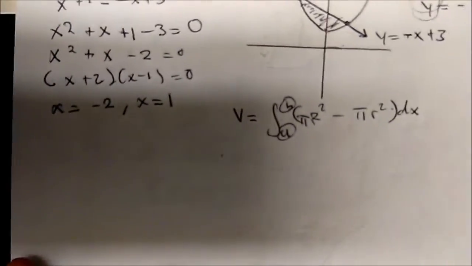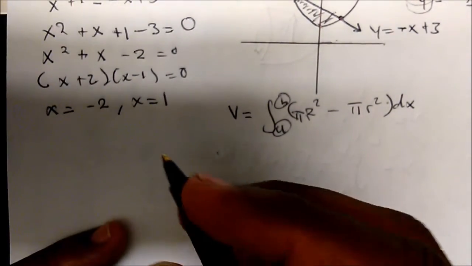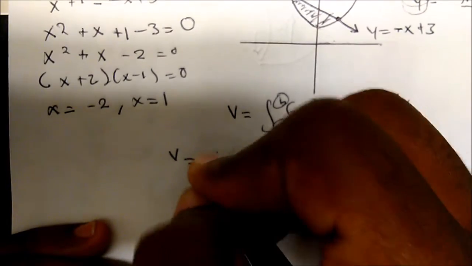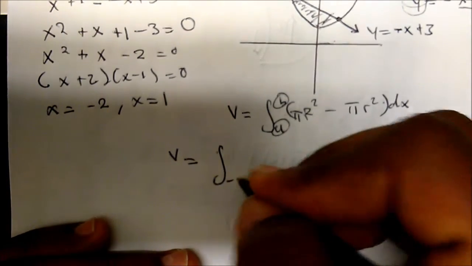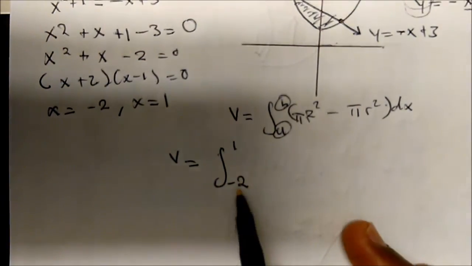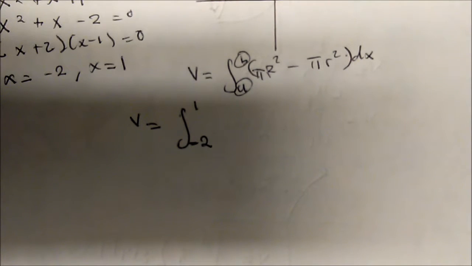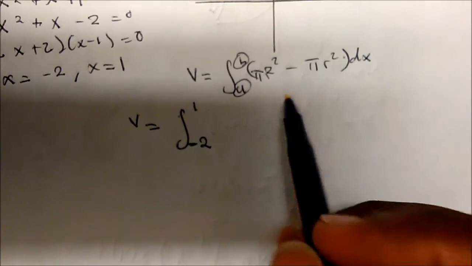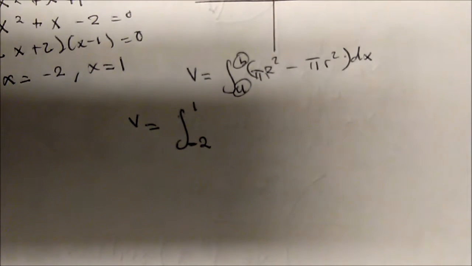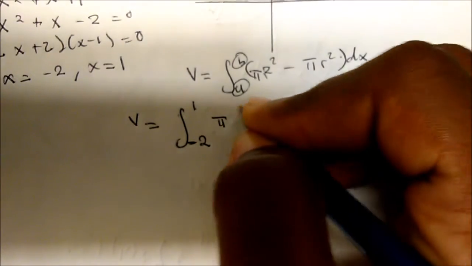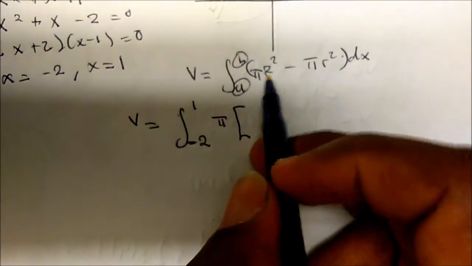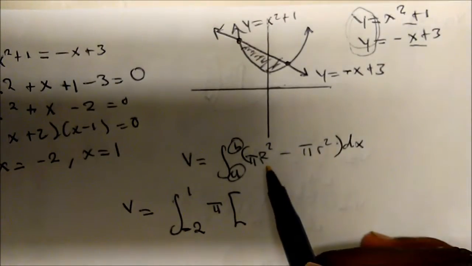Now that I found my limits of integration, I could just simply go ahead and plug into the formula. So my volume is going to be given by the integral from negative 2 to 1. It's always your lower number to the higher number. Now we could do this integration two ways. I'm going to do it by factoring out my pi. Since both of them have pi, in general, I'm going to factor out my pi. So this is pi. Well, what's my R? This is the bigger R, right?